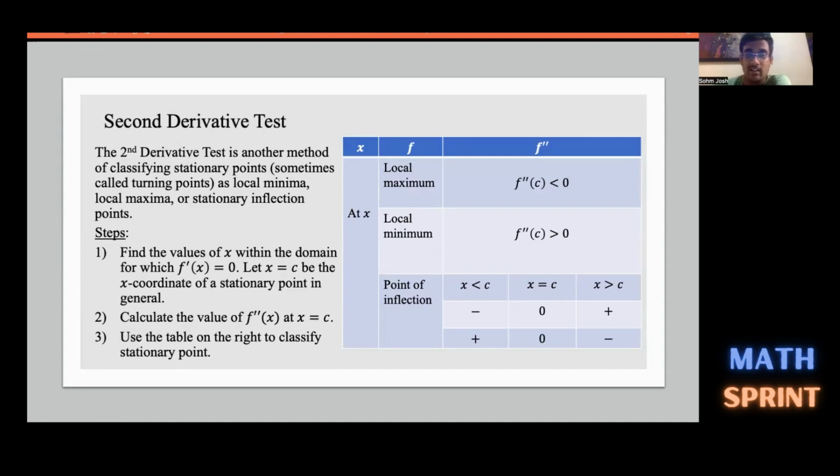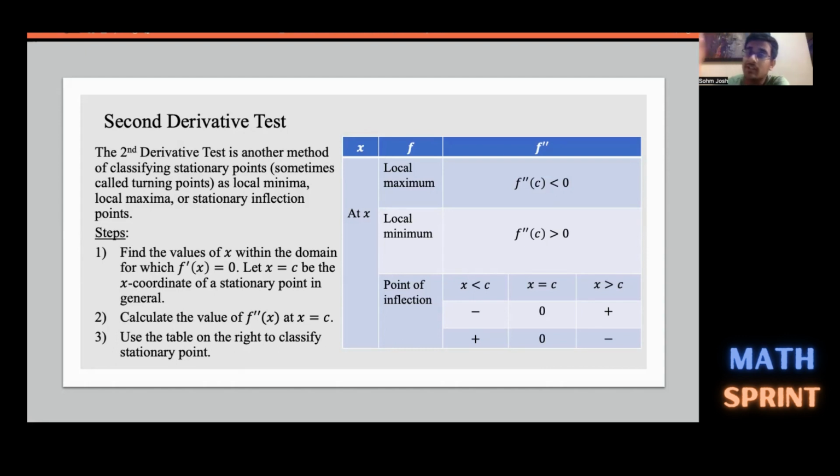All right, the second derivative test. The second derivative test is another way of classifying stationary points. The first step is the same as that of the first derivative test. So first you have to find the stationary points, obviously. Then you use differentiation to find the equation of f double dash of x. You plug in the critical point, which we're taking as c, just some critical point, into the second derivative function. Then you check if f double dash of c is positive or negative.